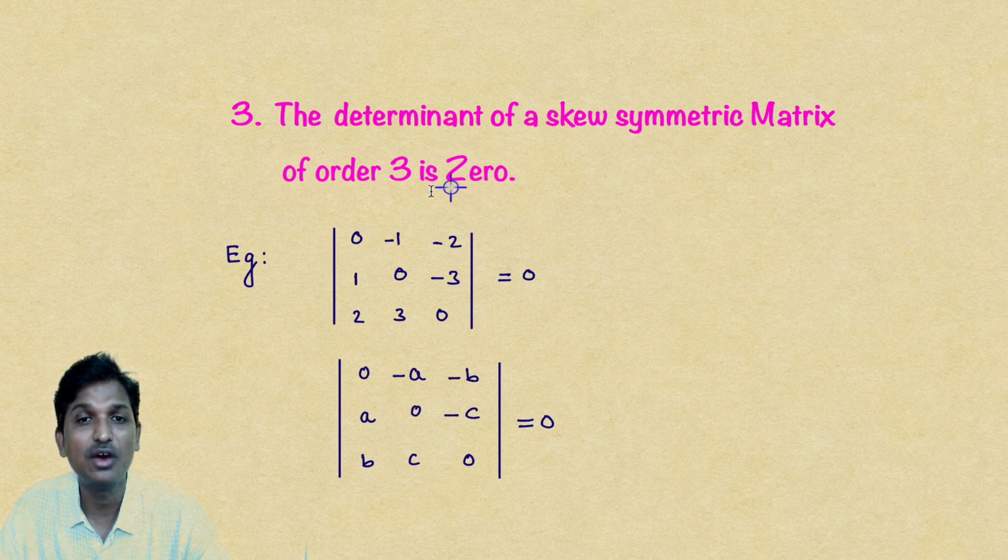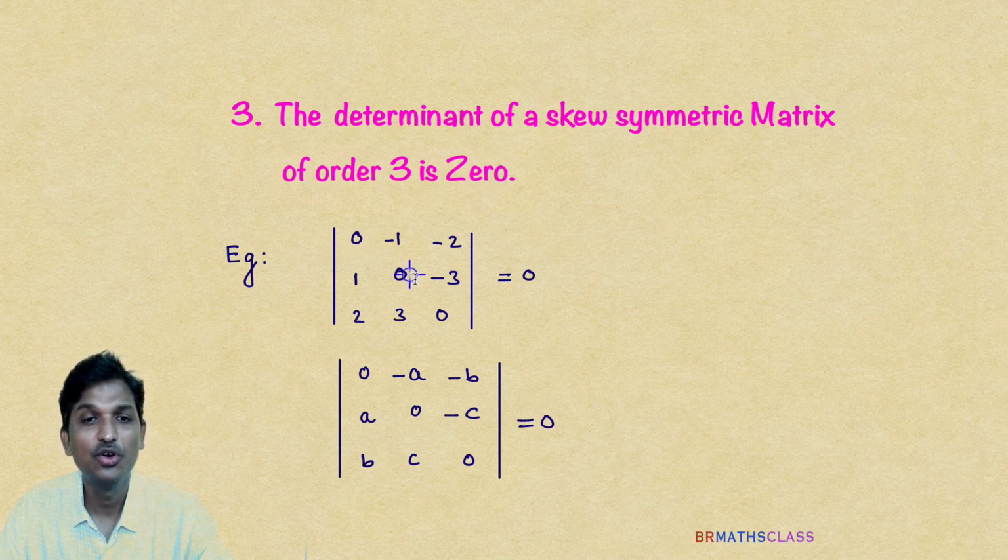Skew symmetric matrix of order 3. For order 3 matrix only this works. Order 3 means order 3 by 3. The determinant of a skew symmetric matrix of order 3 is 0. You know the general pattern of a skew symmetric matrix. However, I'll explain here. Please listen. 0, 0, 0. All diagonal elements will be 0.